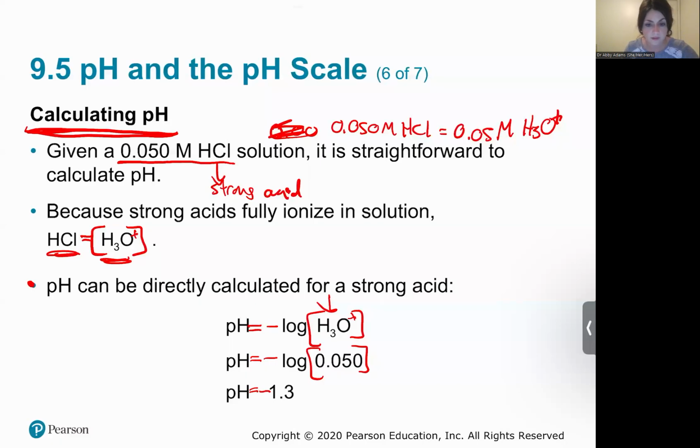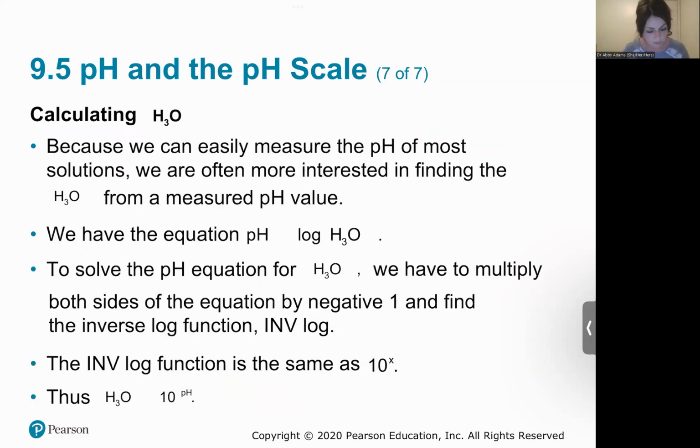Just kidding. You cannot have a negative pH. So this is going to actually be just 1.3. All right, so let's look at 9.5.